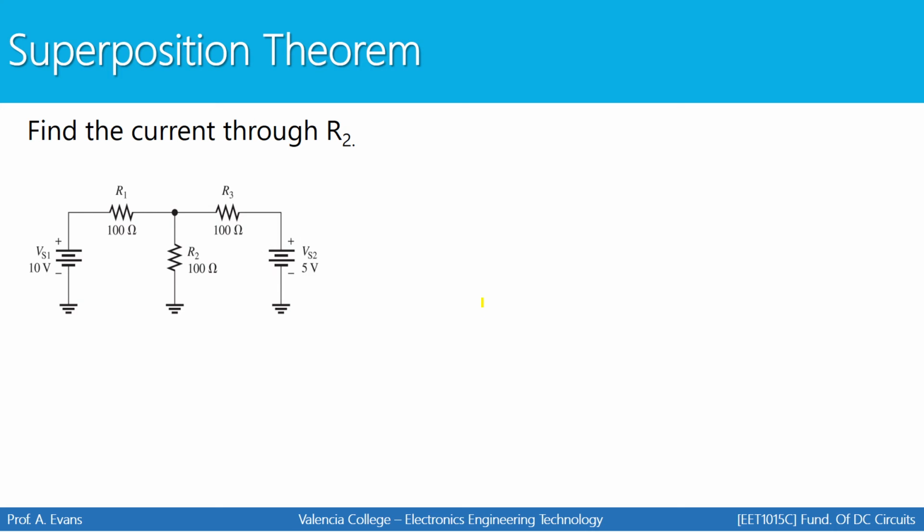So, to begin, you're going to select a source. It doesn't matter which one you pick, either this one or this one, and replace it with a short. So you're going to pick a voltage source and replace it with a short circuit. And then you're going to find the current through R2.